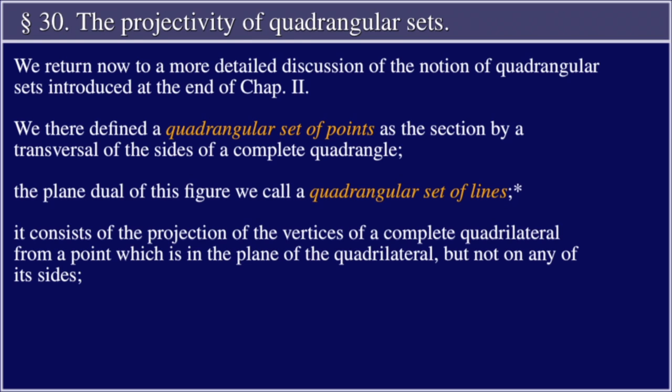We return now to a more detailed discussion of the notion of quadrangular sets introduced at the end of Chapter 2. We there defined a quadrangular set of points as the section by a transversal of the sides of a complete quadrangle. The plane dual of this figure we called a quadrangular set of lines. It consists of the projection of the vertices of a complete quadrilateral from a point which is in the plane of the quadrilateral, but not on any of its sides.